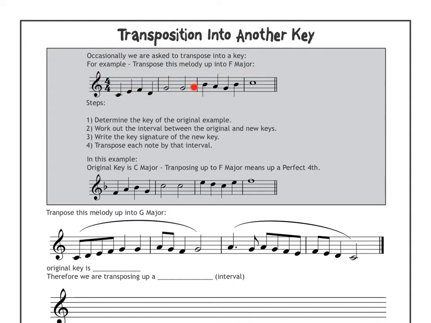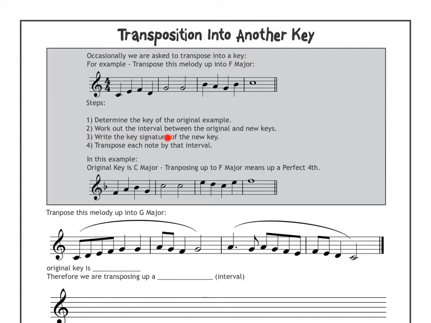All right, so here we have some music, 4 little bars, easy stuff. It technically is 4 steps, but it really is the same process as what you did in the previous lesson. So, first off, determine the key of the original example. We have to do that anyway, because we have to know our starting point. Second, work out the interval between the original and the new keys. You know what the original music is in. You know where you have to go. You have to go to F in this case. So, what is the distance between this key and that key? That is all you need to know.